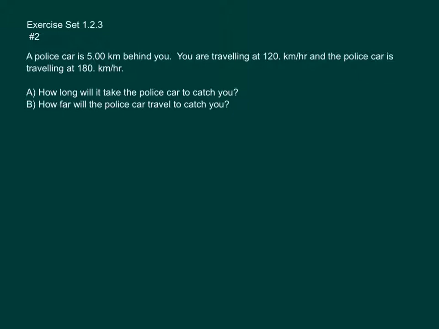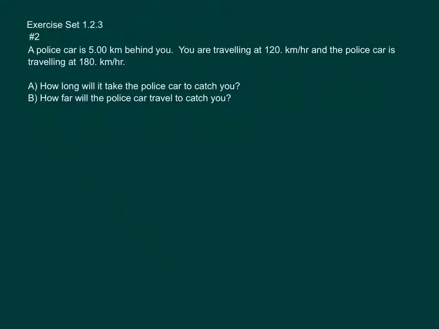So we will set up part A, which says how long will it take the police car to actually catch you. So we're looking for a period of time here. So if we take a look at part A, we're really figuring out time, right?